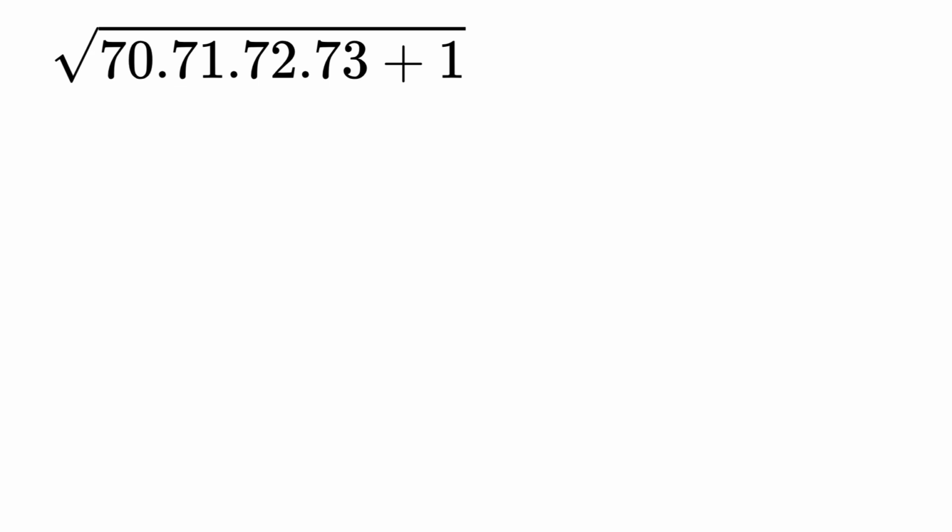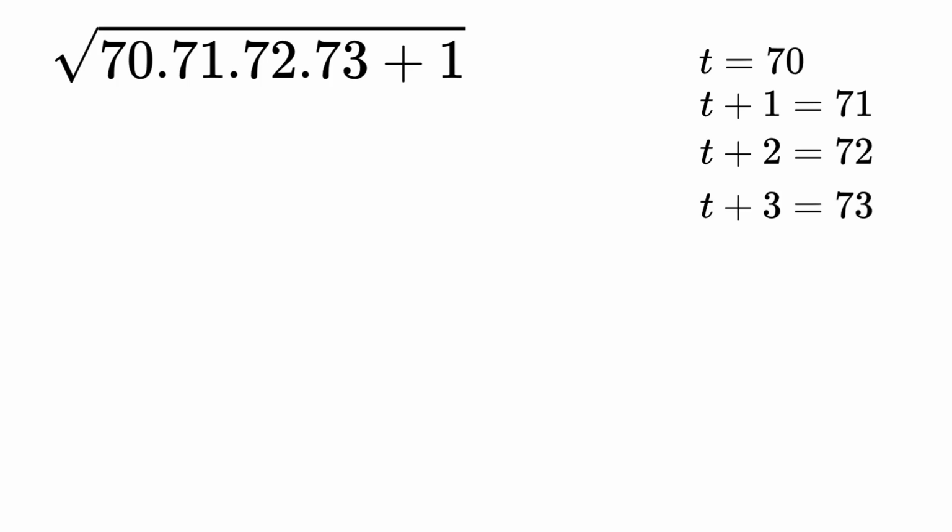This is such an amazing problem because without using a calculator, it looks huge and messy at first and seems impossible to simplify. But with the help of a nice math trick, it becomes beautifully simple. What we can do is assume a variable t equals 70. So 71 becomes t plus 1, 72 becomes t plus 2, and 73 becomes t plus 3.